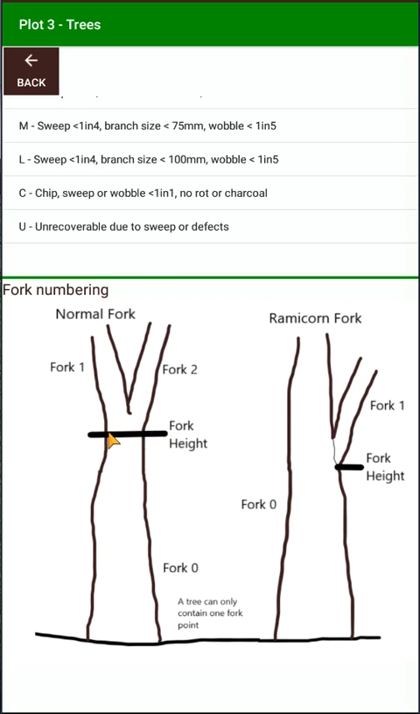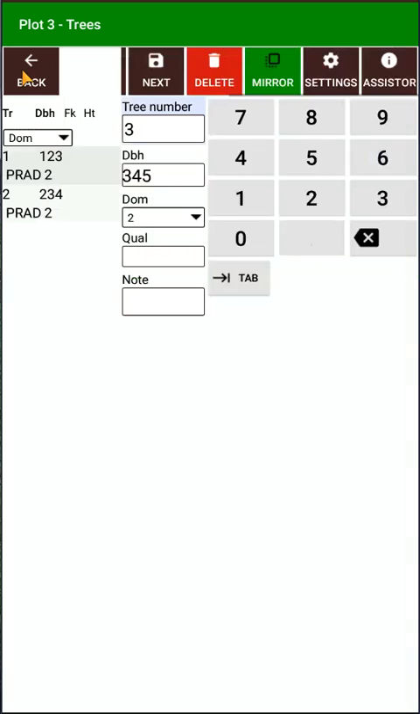And then coming from the fork height is fork 1 and fork 2. Note that a tree can only have one forking height or position, and that you can't have subsequent fork points further up on forks themselves. We'll just go back for that.